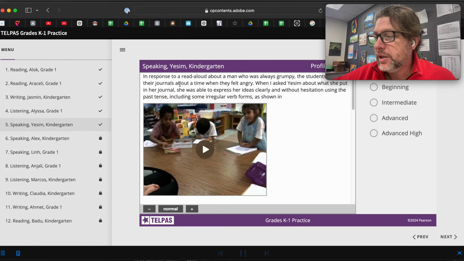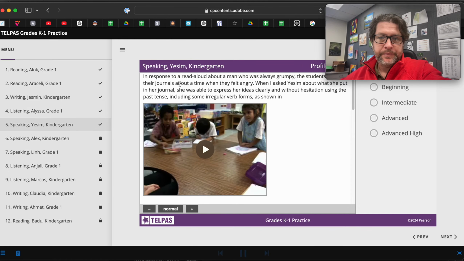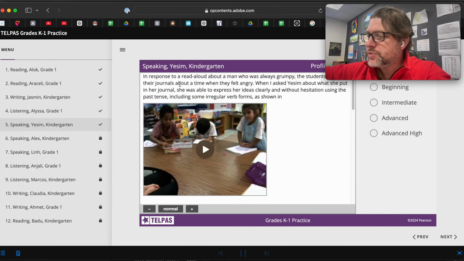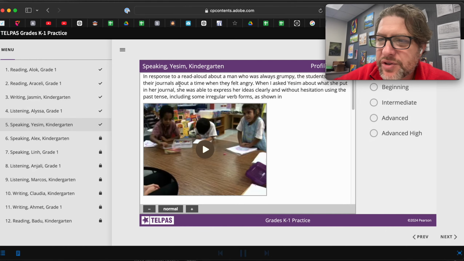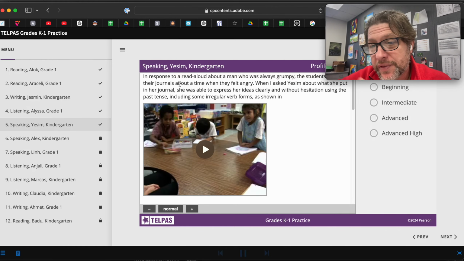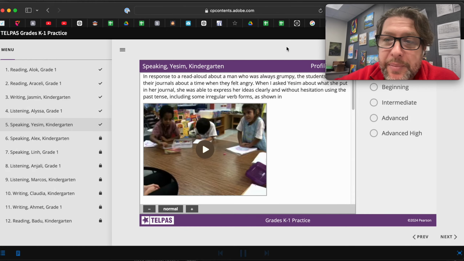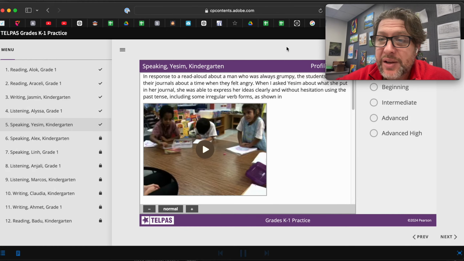Okay, speaking. Let's look at speaking. Now this one was tricky because when I listened to the actual student the first time, I didn't read through this. I was just trying to listen to the student, and I would score the student different than what the response is based on this. But again, I'm not a kindergarten teacher, but anyhow, let's look at what it says.